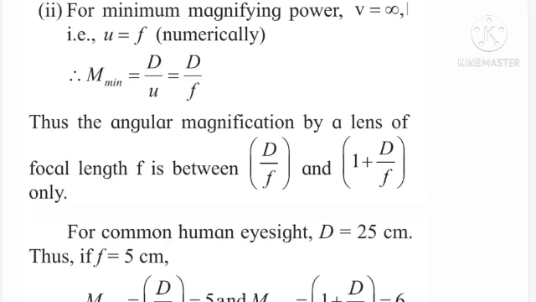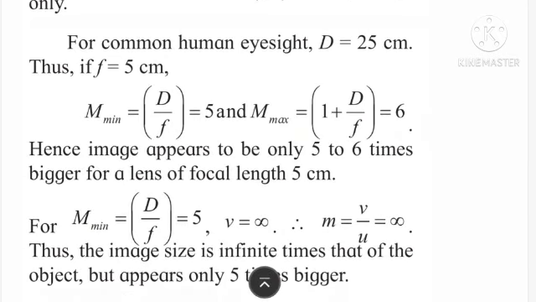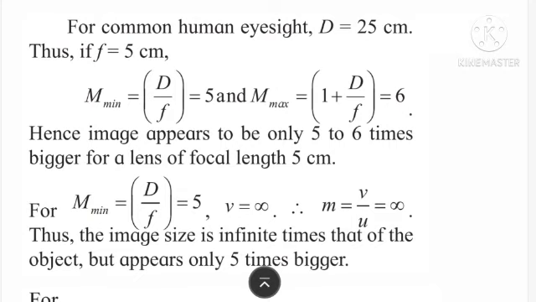For the human eye, capital D is 25 centimeter, that is the distance of distinct vision, and if we consider the focal length equal to 5 centimeter, for a lens of focal length 5 centimeter we can find how much magnification we get in the image according to this formula. Capital D is 25 and small f is 5. So minimum magnifying power is 5 and maximum will be 1 plus d upon 5, that is 6. So the image will appear only 5 to 6 times bigger for a lens of focal length 5 centimeter.